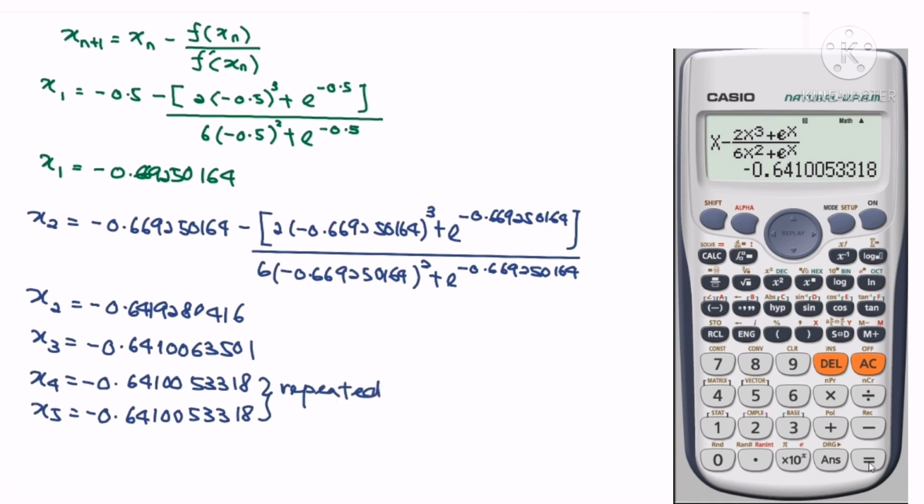So meaning that the root x is equal to negative 0.641. So kindly refer to the question. The question said, write your answer correct to 4 decimal places. So the final answer would be x is equal to negative 0.6410.